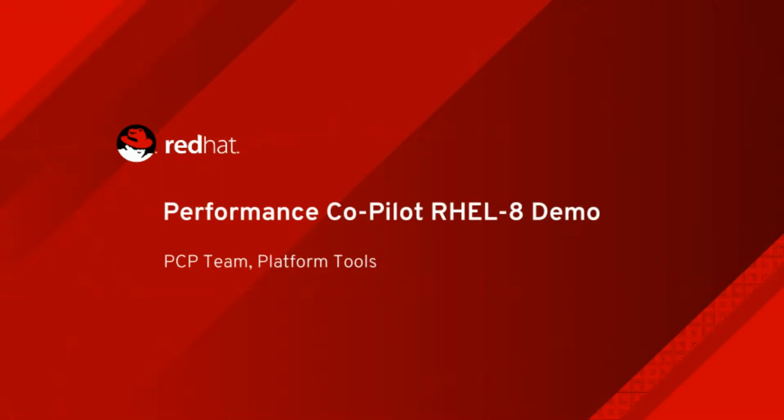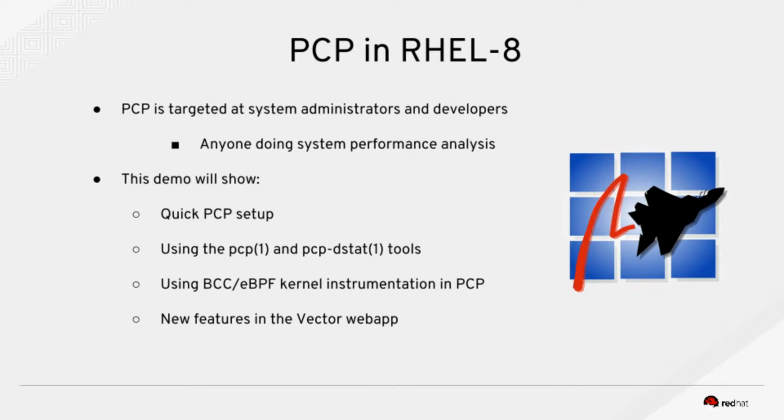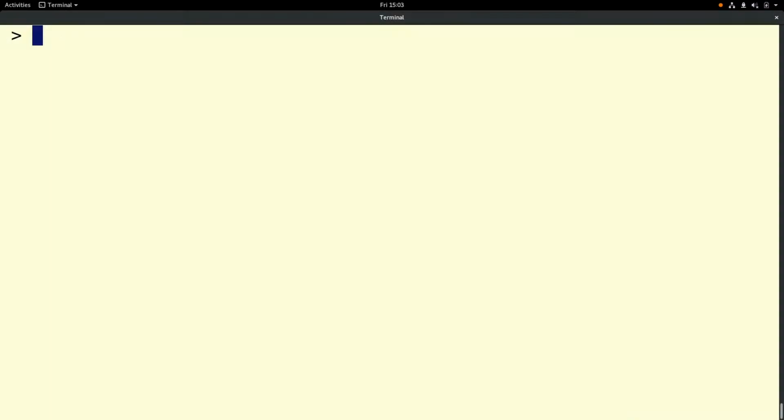New performance copilot features in Red Hat Enterprise Linux 8. I'll give a quick overview of base components needed, show the PCP dstat utility, and finally, using BPF metrics with PCP and the Vector web application.